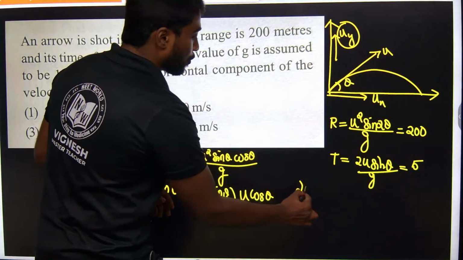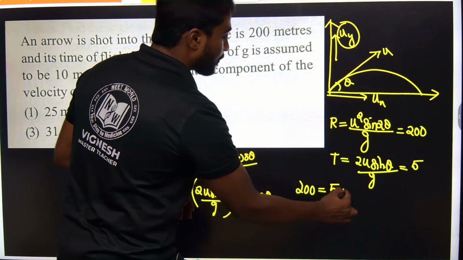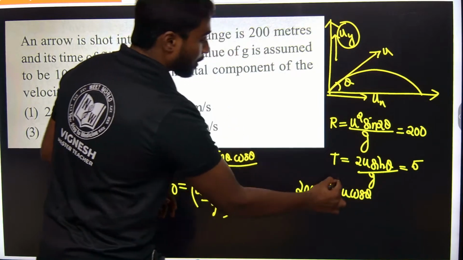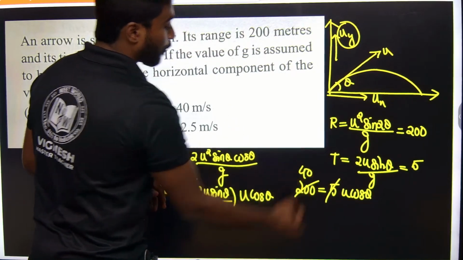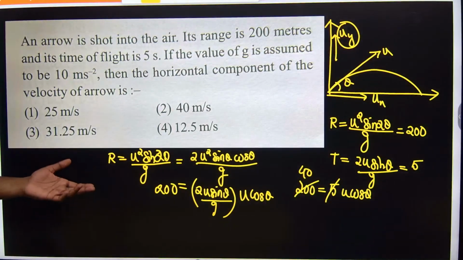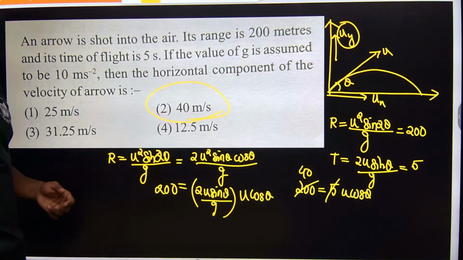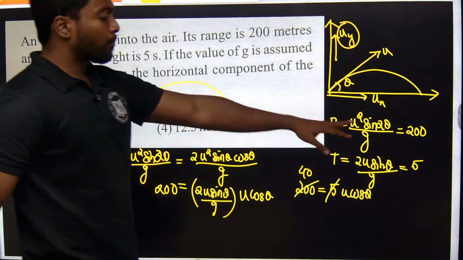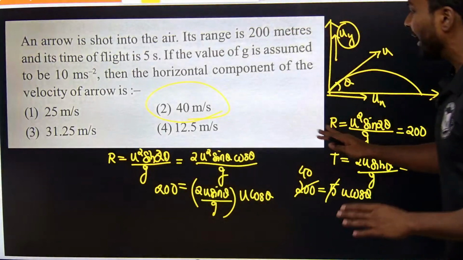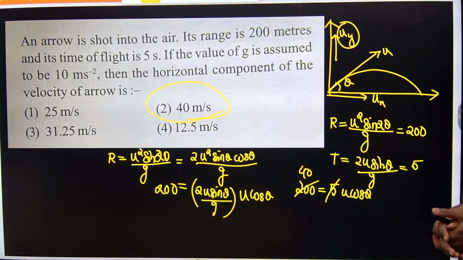So 200 is equals to 5 times u cos theta, so u cos theta will be equals to 40. That's it. So by the given terms only I have got the answer. That's it.